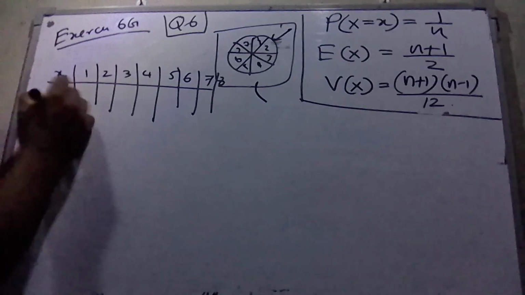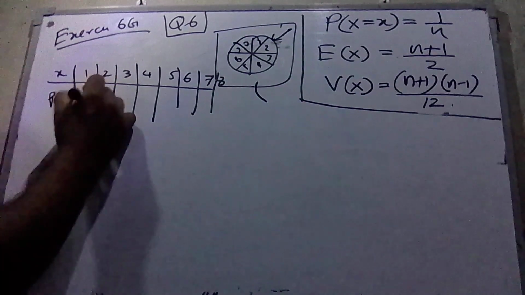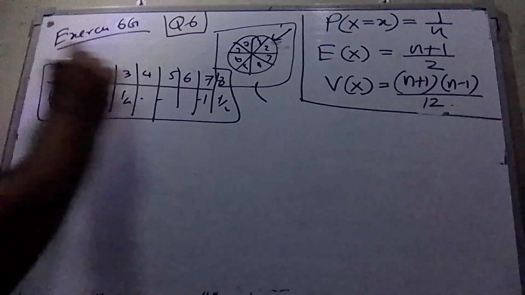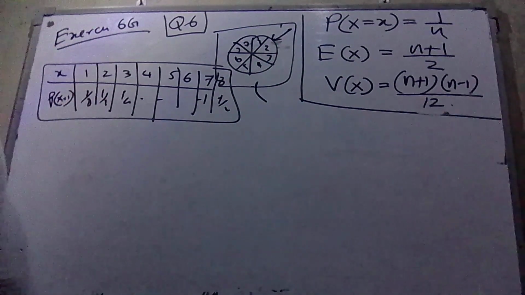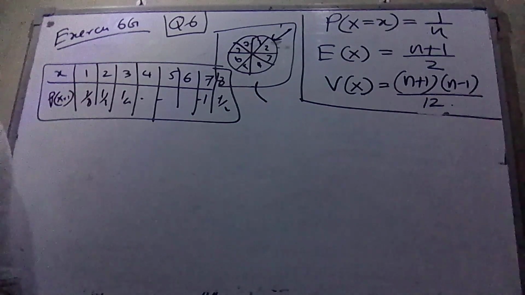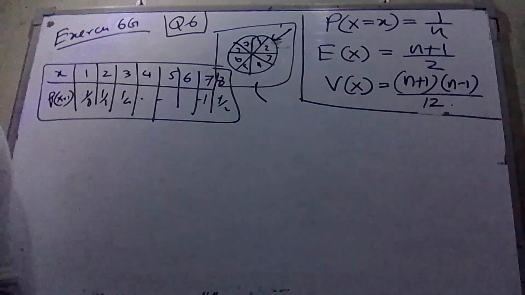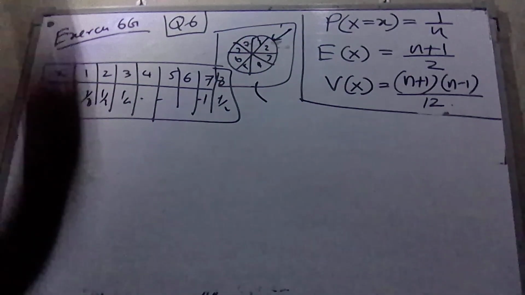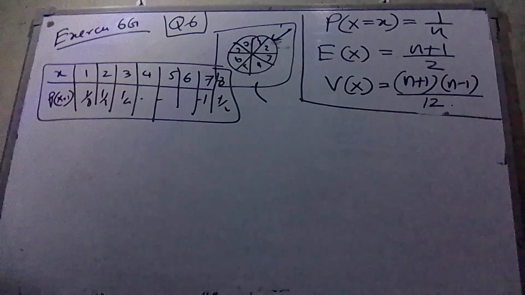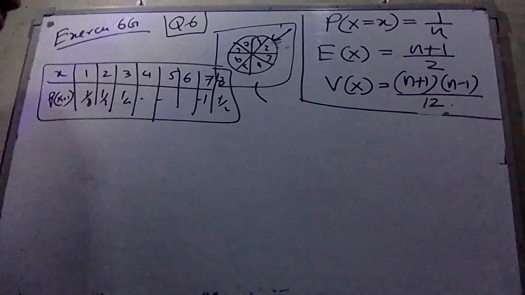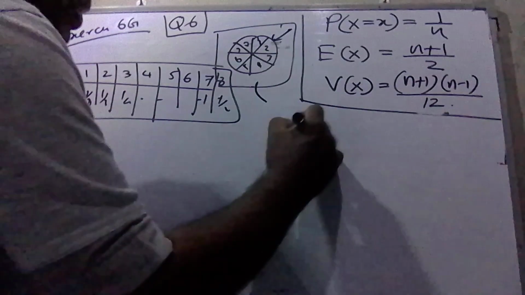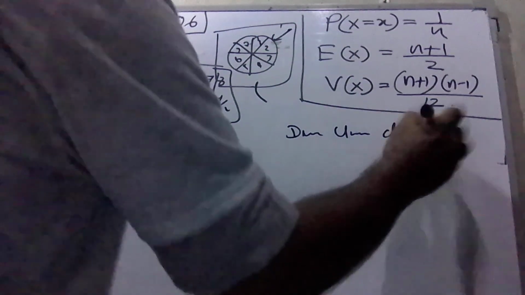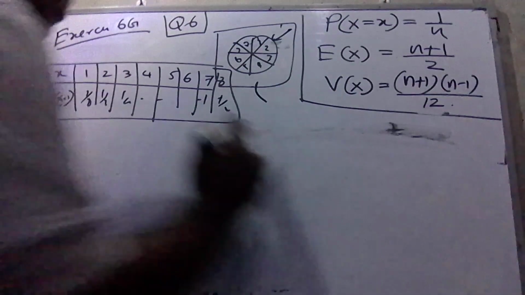And what would be the probabilities? The probabilities would be 1 over 8, 1 over 8, 1 over 8, like this. That is the scenario. And it says x is the number which comes out. Name a suitable model for x. So they are asking what is a suitable model. The model is the discrete uniform distribution. So part A is done.